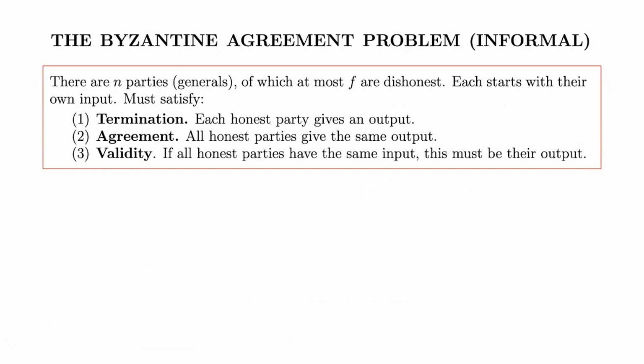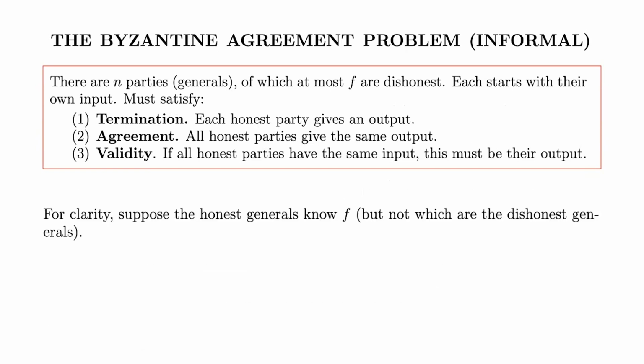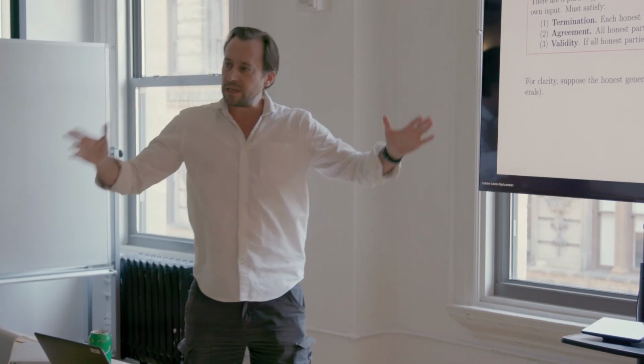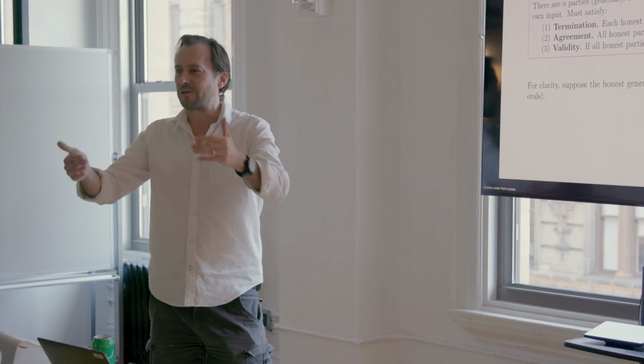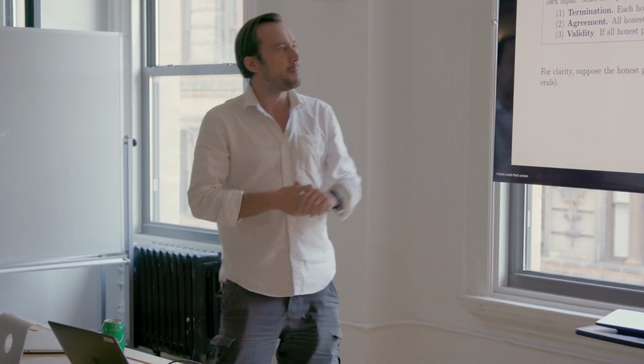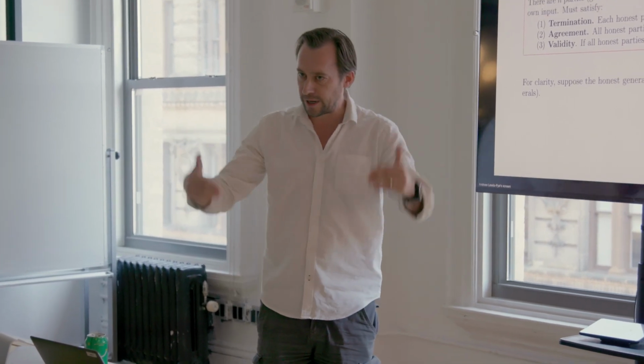So what else can we say, even with the informal version? For clarity, let's suppose that the honest generals know F. They're given some bound, they know that bound, and that's common knowledge. But let's say they don't know which of the generals are dishonest. If they knew which were the dishonest ones, it would be trivial as well, because you would just ignore them. But they have some upper bound on the number of dishonest generals.